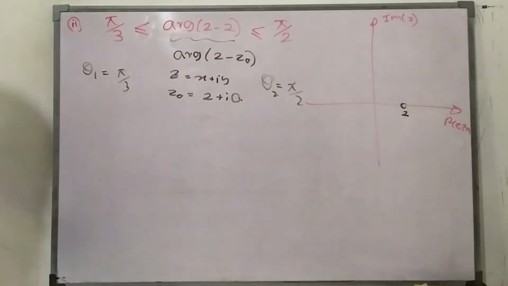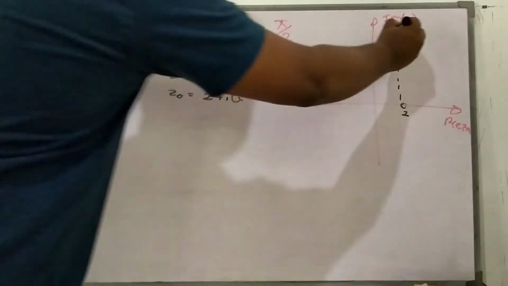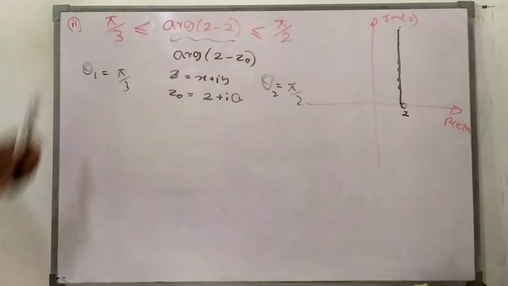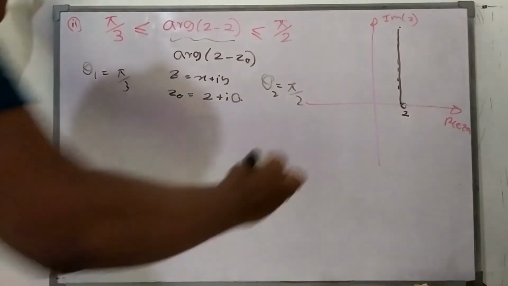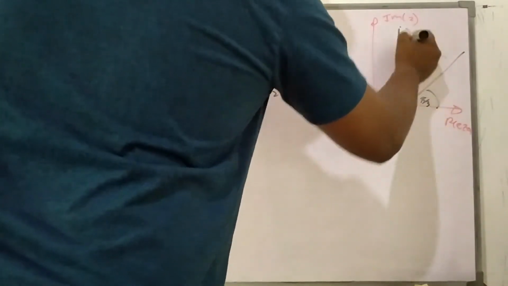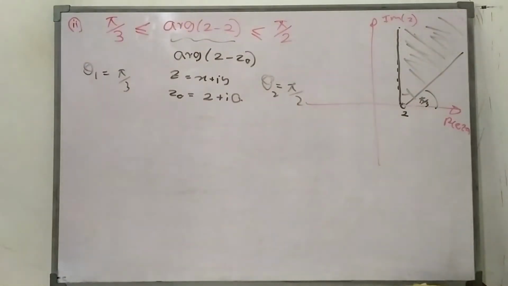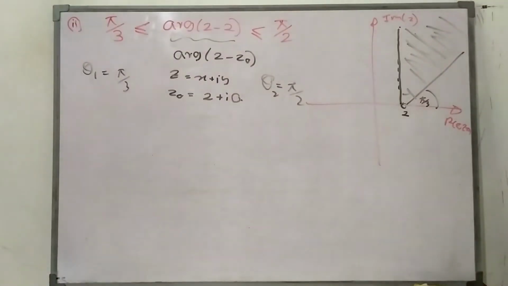Less than or equal to 90, greater than 60. This is my 5 by 3, it's over here. This is the region where the complex number is located. I'm not going to explain the third row number. We can move to the fourth one now after finishing this.